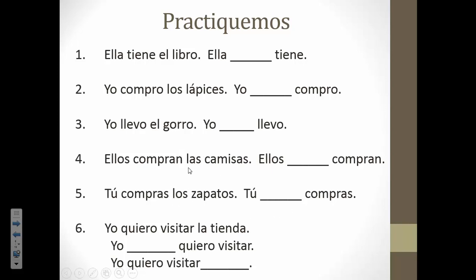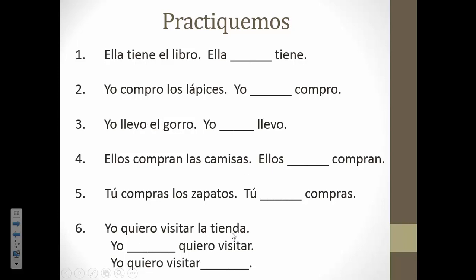If you notice too, it's easy to remember because here it tells you which one you need. It says los, so we need los. Here it says las, so we need las. The only one that you can't really do that with is el gorro, for example. You need to use lo. So this word doesn't stay the same. You don't put el here, you put lo.